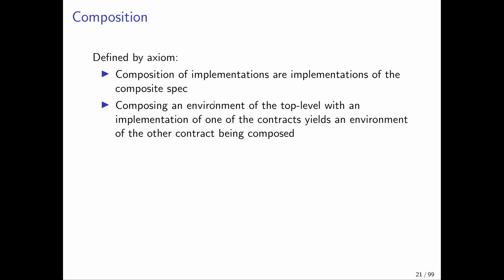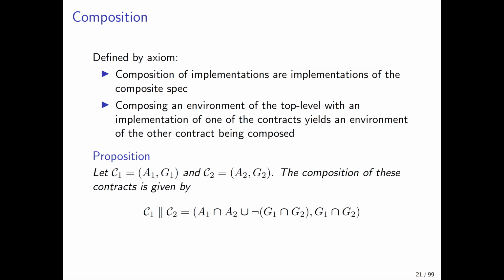Part two of the axiom says that if you take an environment of the system specification and in that environment you drop an implementation of one of the contracts that you are composing, the resulting object should be a valid environment of the other contract that we are composing. I tend to refer to this axiom as the Abadi-Lamport composition axiom because it was stated for the first time in about 1993, I believe, in a paper by Martín Abadi and Leslie Lamport when they were considering this composition of assume-guarantee specifications. What we typically see in the contract literature is this closed form expression. Okay, so if you have contracts C1 and C2 with assumptions and guarantees, if you want to build a system specification from those two subsystem specifications, this is your closed form expression.